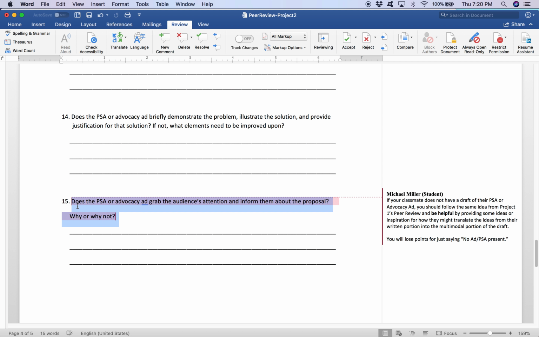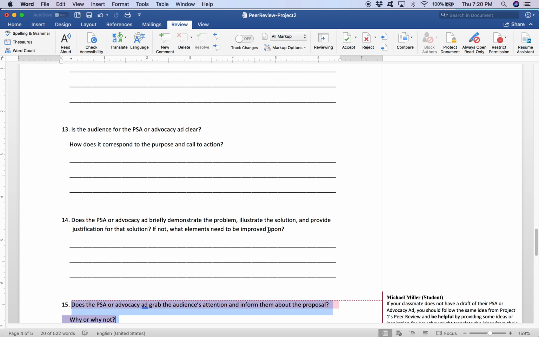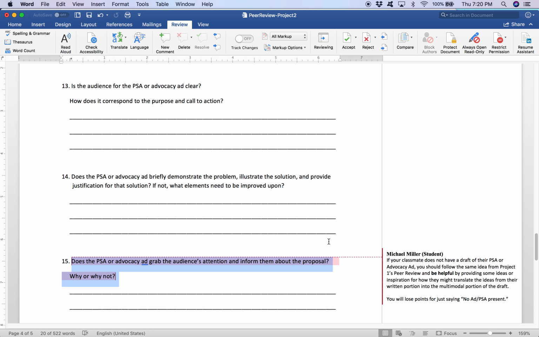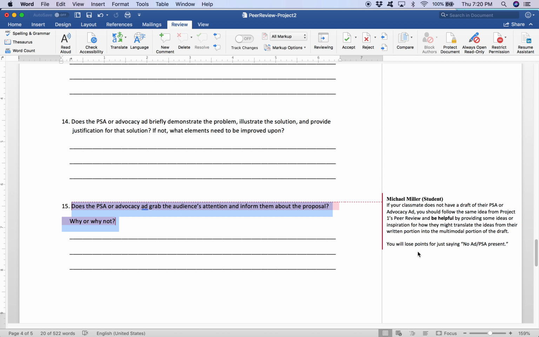All right, on question 15, and really as a response to any of these questions about the public service announcement or the advocacy ad, thinking back to Project 1, if the peer whose project you were reviewing did not have an infographic, what we asked you to do is provide some inspiration or suggestions for how they could translate the information from the written portion of their draft into the multimodal portion. Please do the same thing for Project 2.